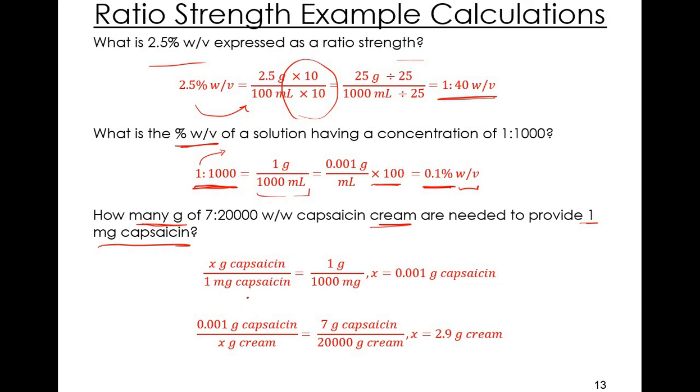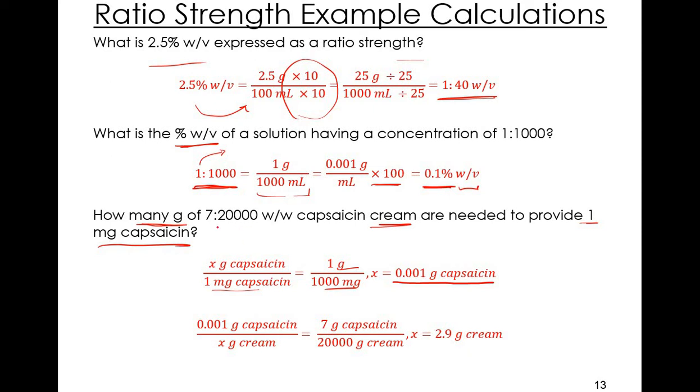So first thing is that we have 1 milligram capsaicin, but we know that concentrations are expressed in gram units, in weight units of grams. And so knowing that there's 1,000 milligrams per gram, we can divide 1 milligram capsaicin by 1,000 milligrams and see that that is equivalent to 0.001 grams of capsaicin.